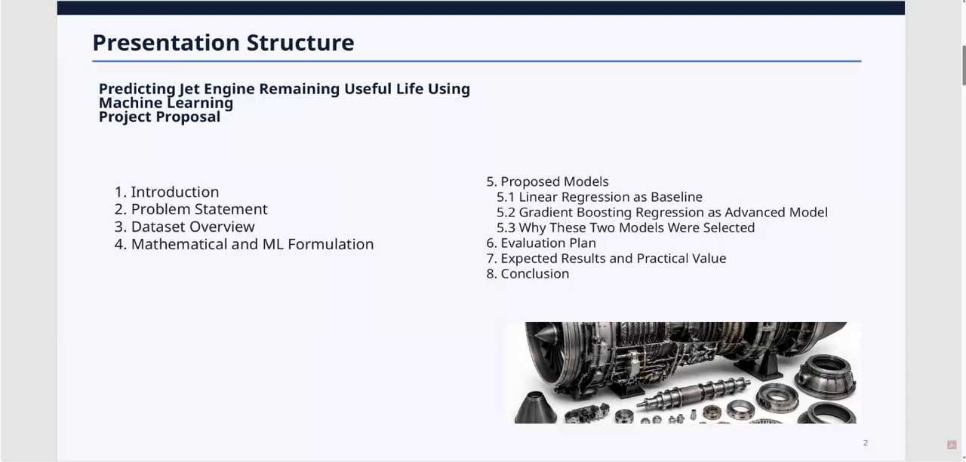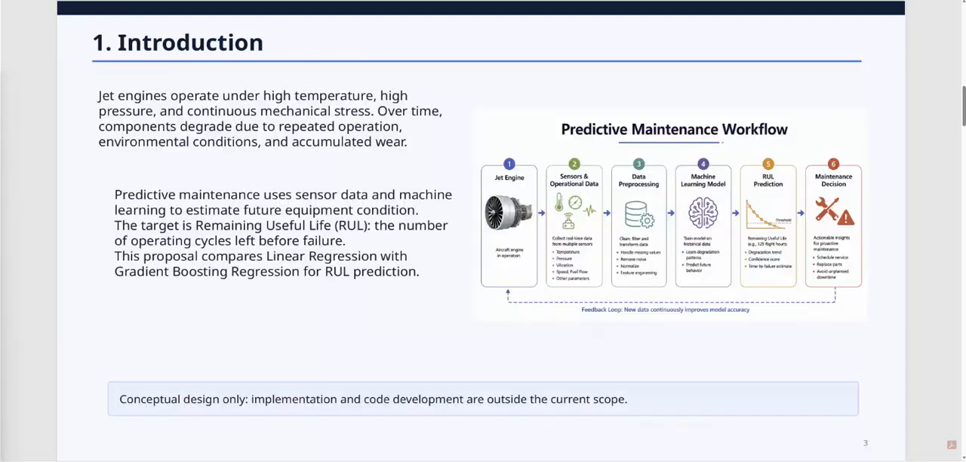The main goal of this presentation is to show how sensor data and machine learning can be used to support better maintenance planning and reduce the risk of unexpected engine failures. Let's move to the introduction. This document describes a project proposal and basic design for a machine learning system. Actual implementation and coding are not included in this scope.